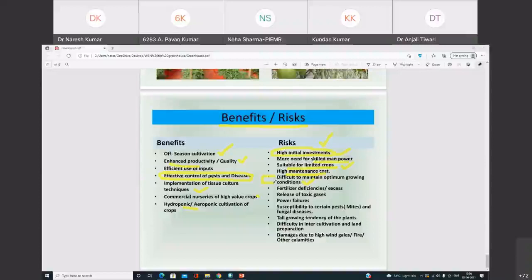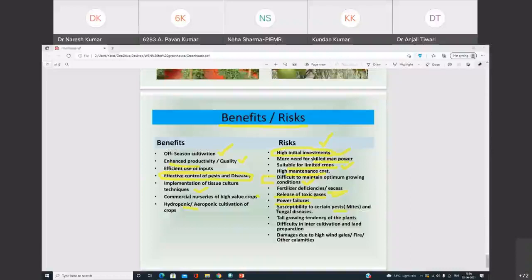The fertilizer deficiencies are also there, or sometimes it can be excess, but that can be controlled. The release of toxic gases has to be carefully watched. And the power failure will disturb the climatic conditions and can go into a different way. And susceptibility to certain pests, mites, and fungal diseases needs special attention, but that risk is there.